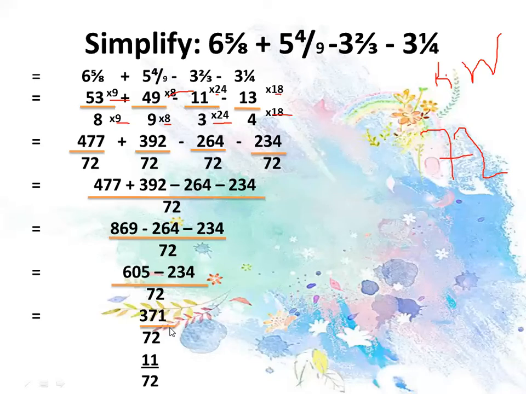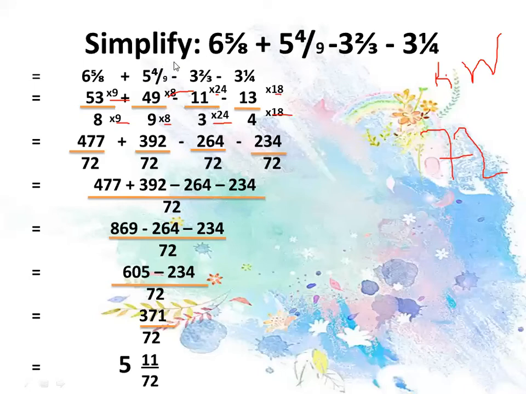Now 371 upon 72. Here you have an improper fraction. So you will go into your working column and divide 371 by 72, and after that what you will get here is 5 whole 11 upon 72 as the answer. Why are you getting 5 whole 11 upon 72? Because after converting this improper fraction into a mixed fraction, the steps are very simple.